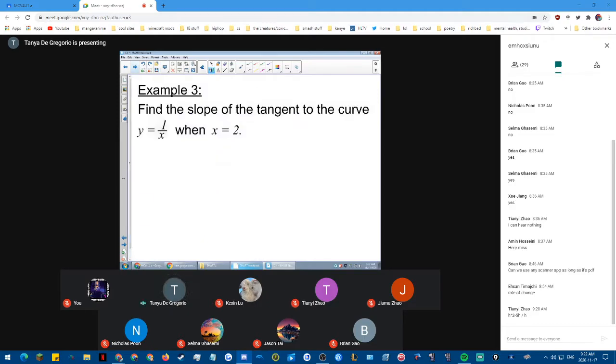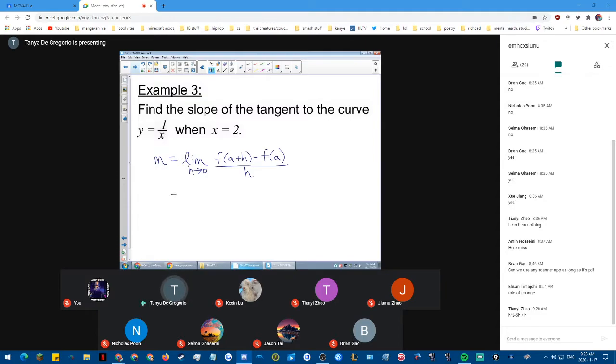Okay, example 3. Find the slope of the tangent to the curve y equals 1 over x when x is equal to 2. So what do I do? Who can tell me exactly what to write? I want the slope of the tangent. So slope of the tangent means I need the slope of the secant, and then I need to take the limit as h goes to 0, right? So y2 minus y1, well, that's f at a plus h minus f at a. There's my y2 minus y1, and we know that this will always clean up to 0.